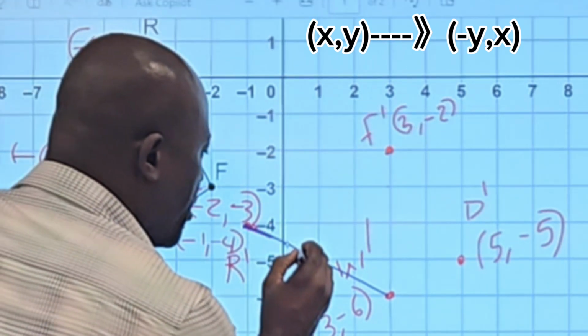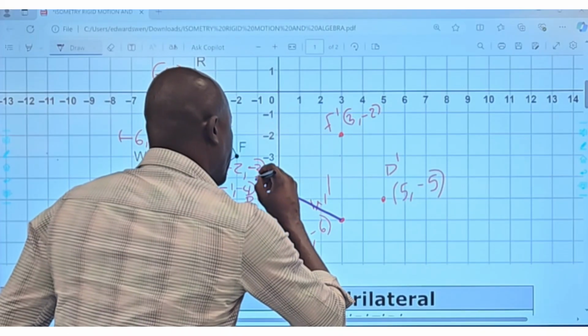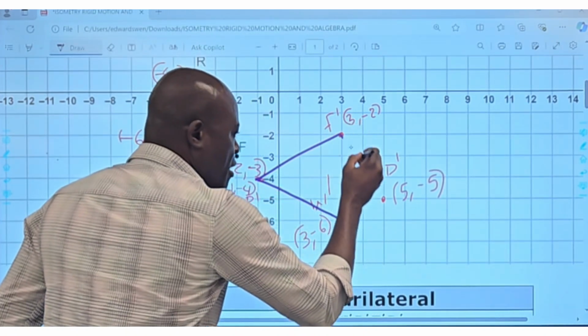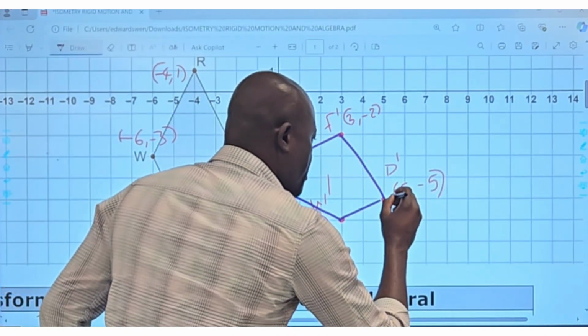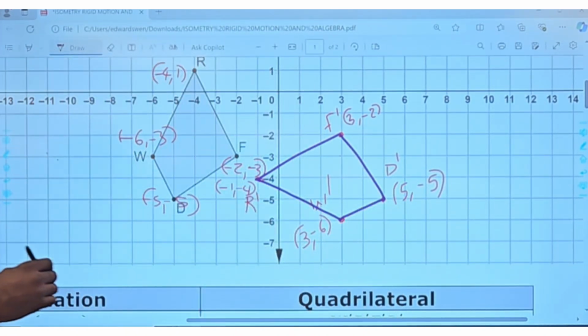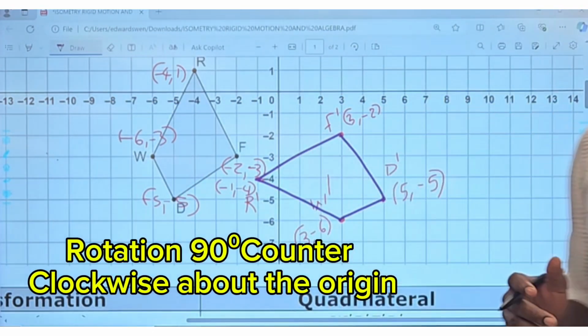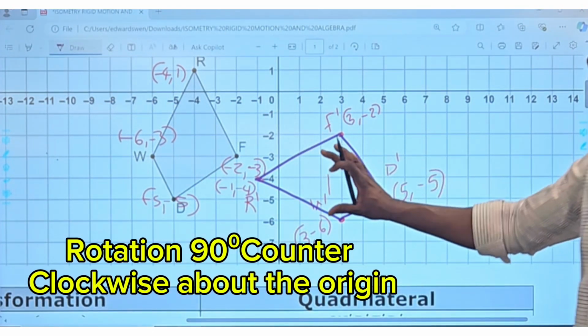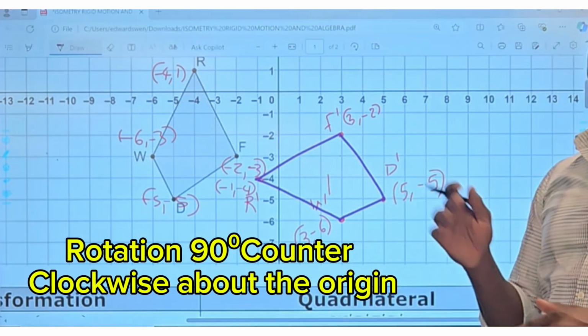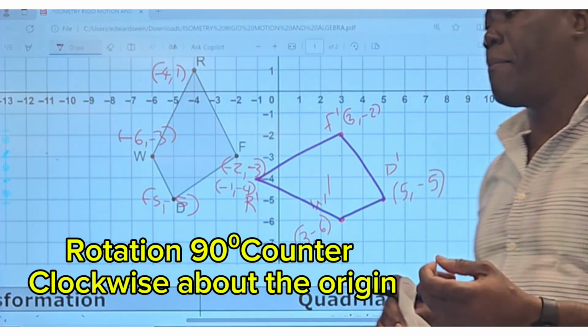So we want to connect this, that. Take a look. See what happened? So now, we just manipulated the coordinates. We switch x and y, we change the y value, right?